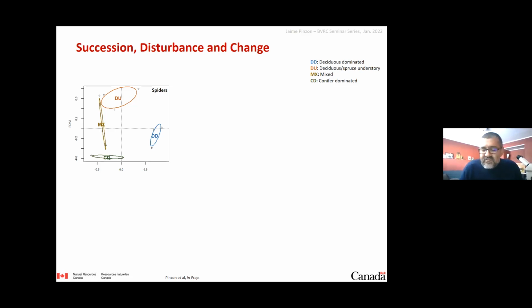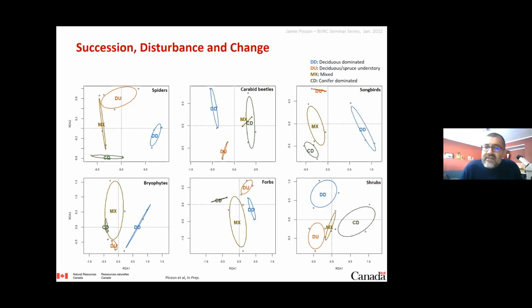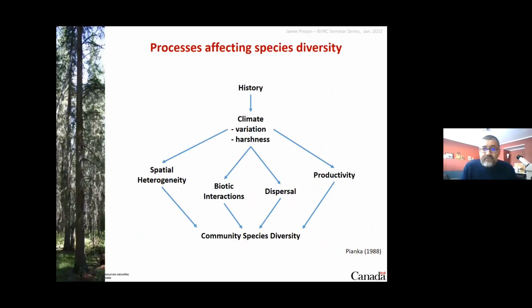And you will say, well, that's probably just spiders, but in reality, this happens to many other groups. So we have evidence for other taxa, which also show differences over time in composition. And those differences are driven by the successional stage of the forest. For some species it is more clear than others, but normally you would expect to find distinctive communities depending on the age or the cover type of a given stand.